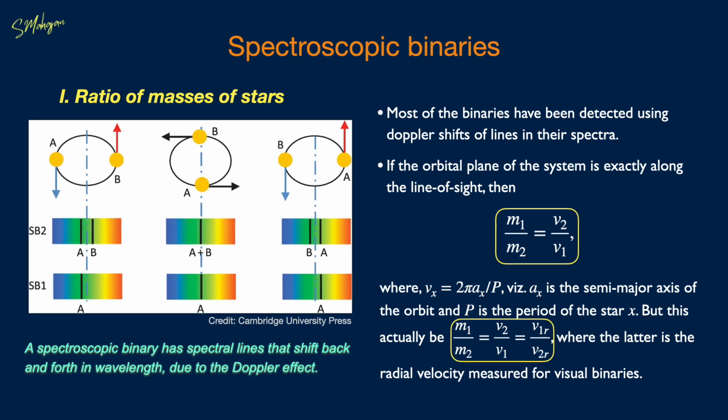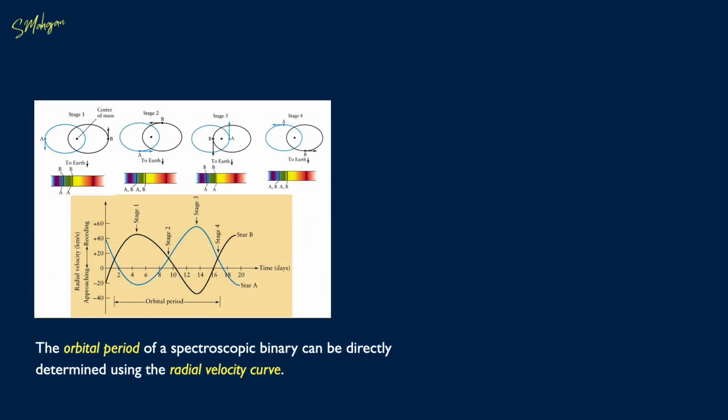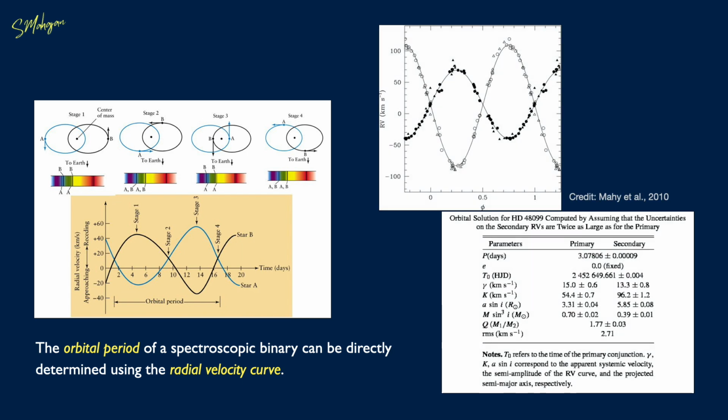Now, if the orbital plane of the binary is exactly along the line of sight of the observer, the ratio of masses of the component stars is given by the inverse of the ratio of their velocities. More specifically, their radial velocities, which is what we actually measure using the Doppler shifted lines in the spectra. When the two spectral lines can be resolved in the spectrum, the system is known as a double line binary. For a system whose orbital plane is along the line of sight of the observer and the orbits are perfectly circular, the radial velocity curves are perfectly sinusoidal.